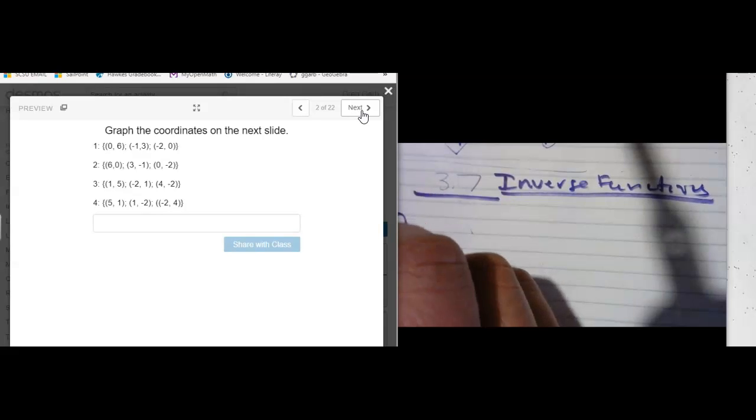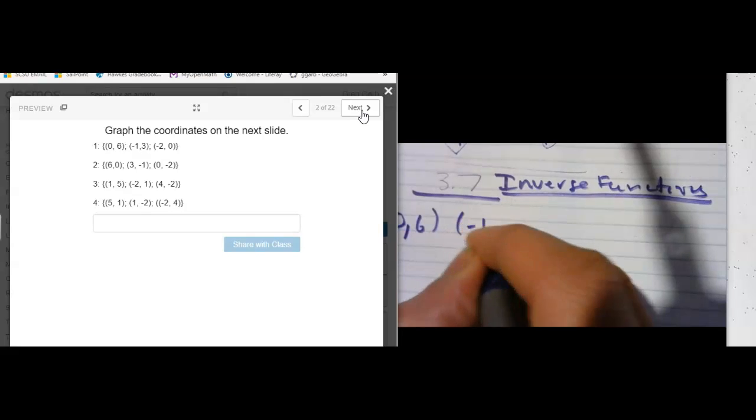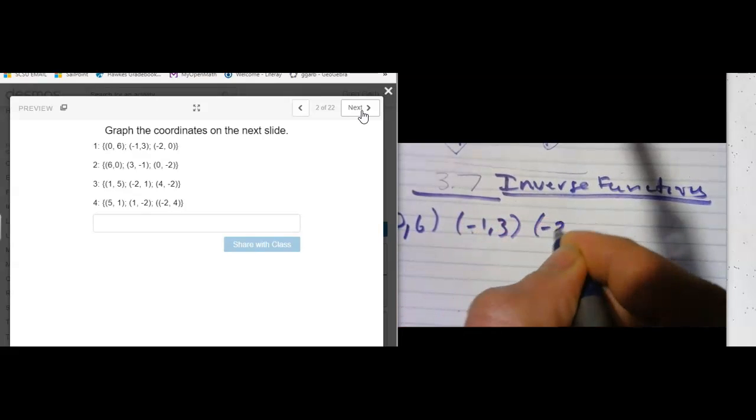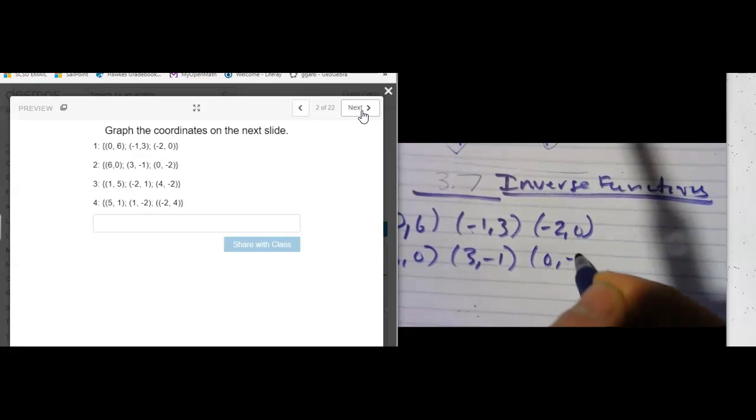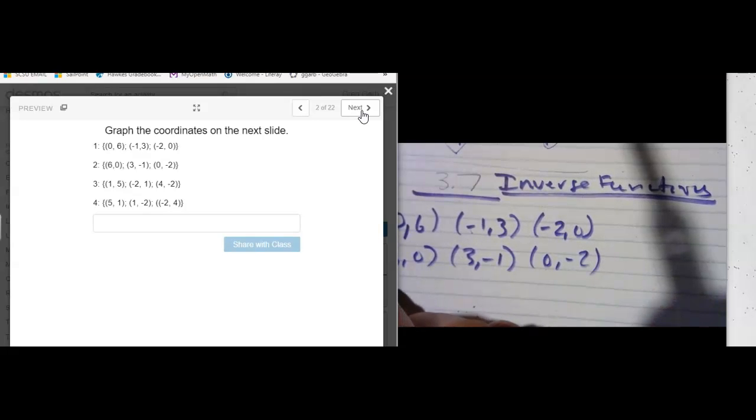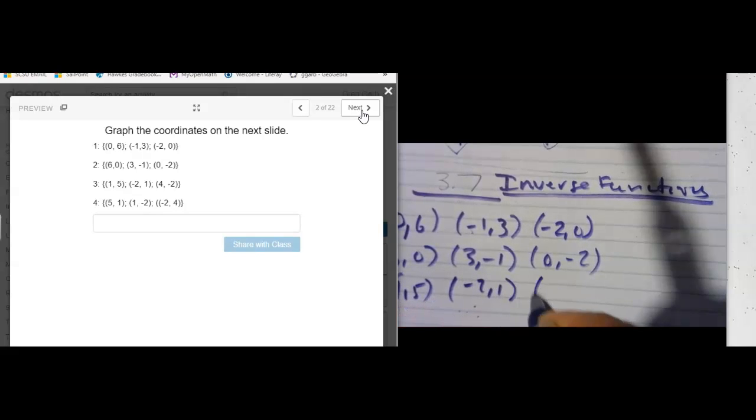So we have (0, 6), (-1, 3), (-2, 0), and then (6, 0), (3, -1), (0, -2), and then we're going to have (1, 5), (-2, 1), (4, -2), we're going to have (5, 1), (1, -2), and (-2, 4). I'm going to put those on the graph and see what happens. Let's see what we figure out.